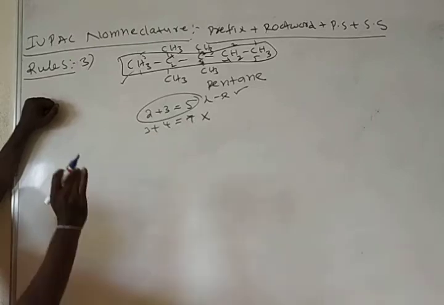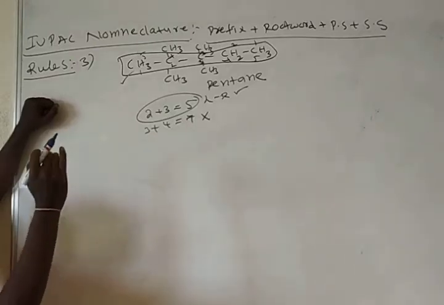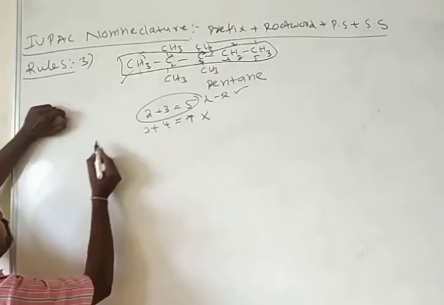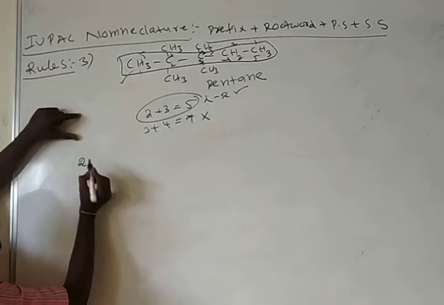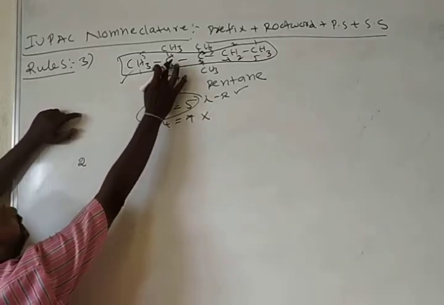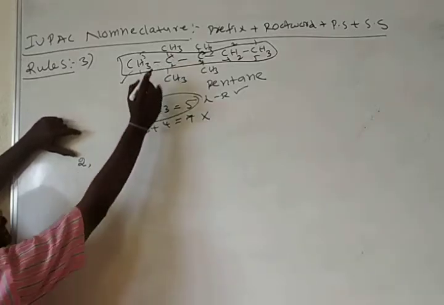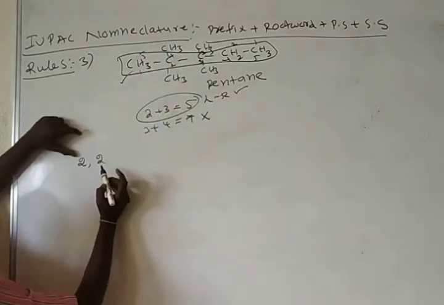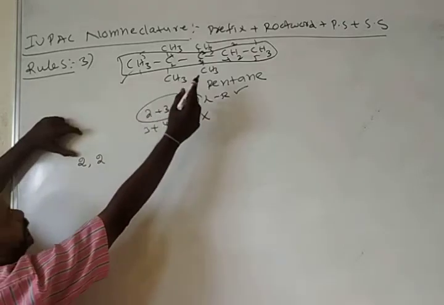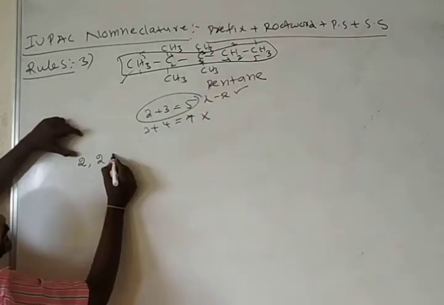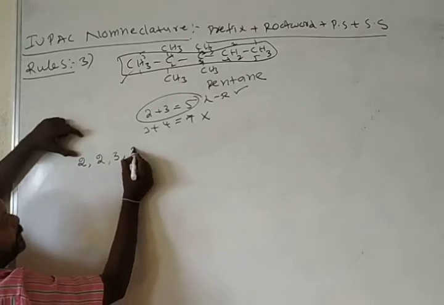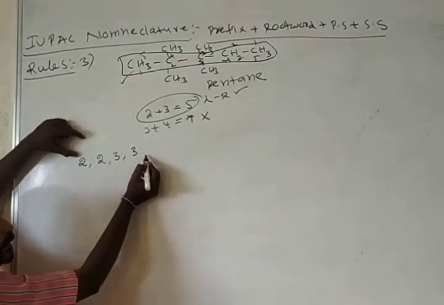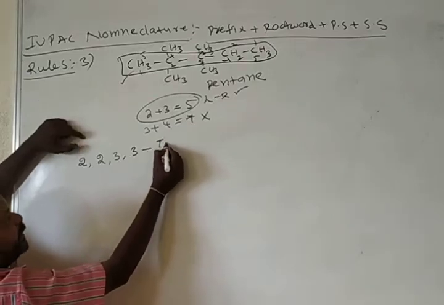How do you write methyl groups if the same substituent is present on the same carbon? You tell the position 2 times. Here a methyl group is there, position 2; here also a methyl group is there, 2 comma 2. One more on the third position, 3 and 3: 2 comma 2 comma 3 comma 3. How many methyl groups are there?